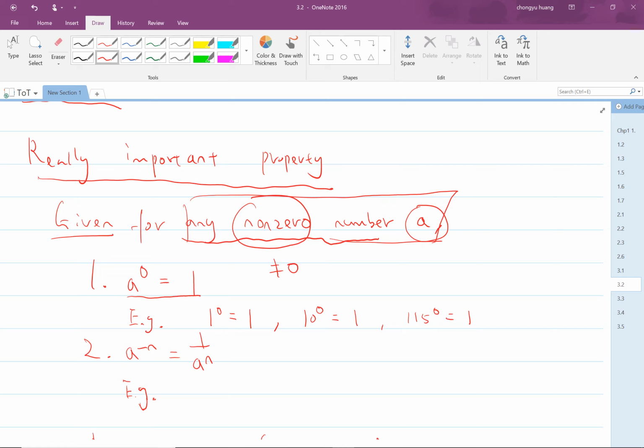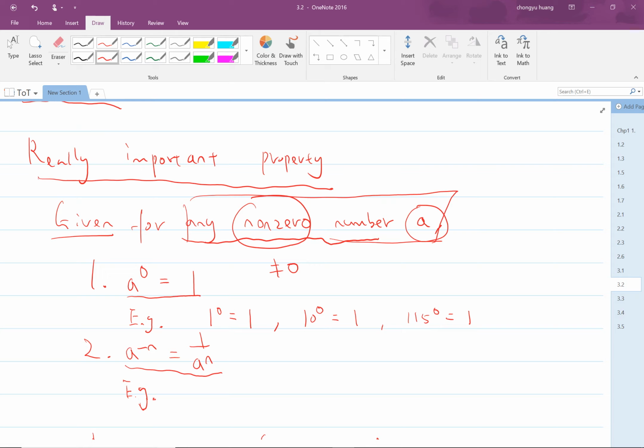For the second property, let me write it a little more clearly. a to the power negative n is equal to 1 over a to the power n. That is what the property says. Let me repeat one more time: a to the power negative n is equal to 1 over a to the power n.